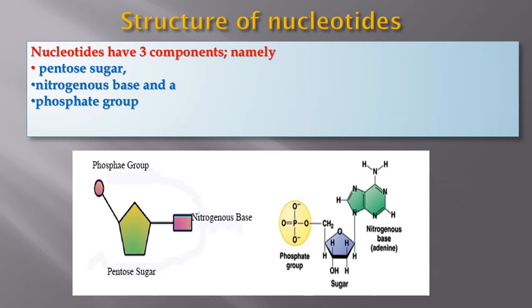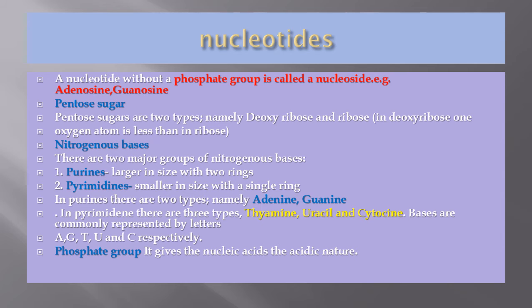We said that the DNA molecule is made up of polynucleotide strands, and each of these nucleotides is a monomer unit. So each nucleotide unit is made up of a pentose sugar, a nitrogenous base, and a phosphate group. So you find the diagram here. The sugar here is deoxyribose sugar. Now, a nucleotide without a phosphate group is called a nucleoside. Remember, a nucleotide without a phosphate group is called a nucleoside, like adenosine and guanosine. We call them adenosine and guanosine because the phosphate group is missing.